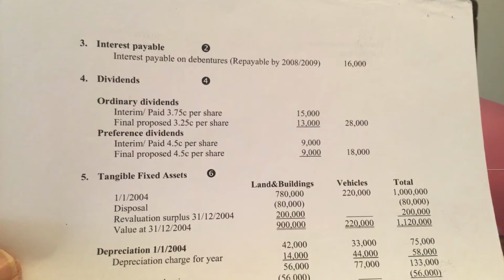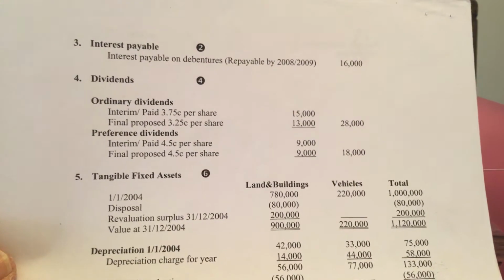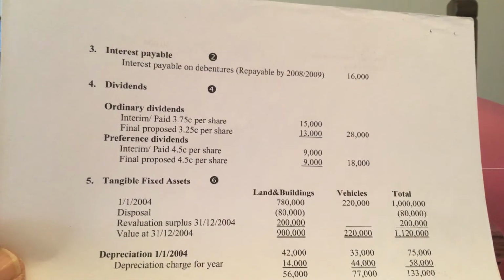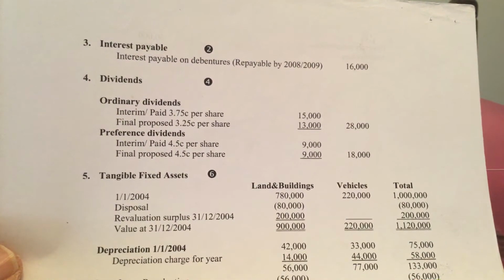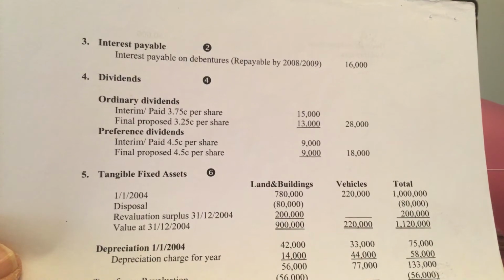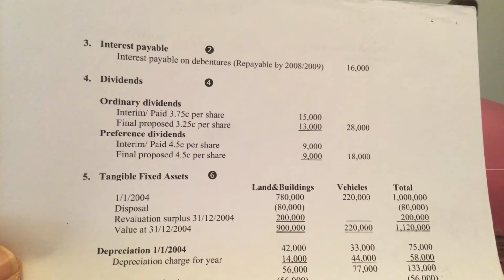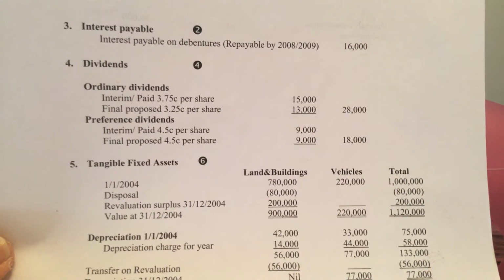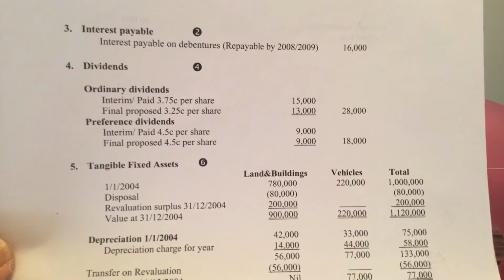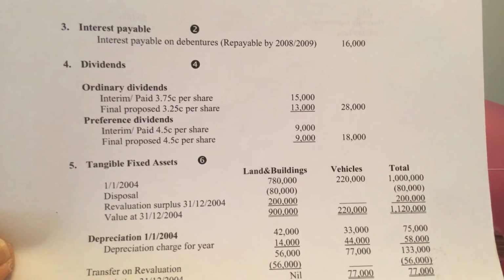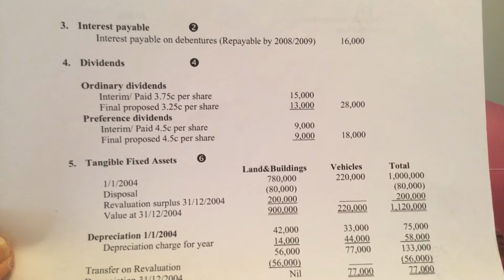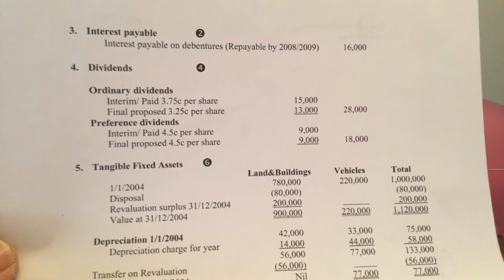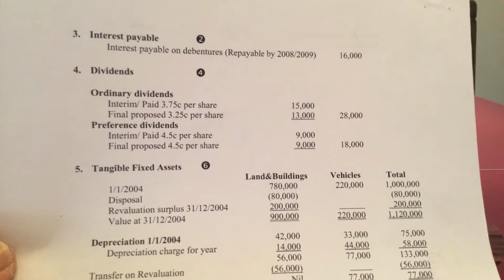Now where did I get the 3.75 per share? That's 15,000 divided by 400,000 shares, and 9,000 divided by 200,000. So that's 9,000 divided by, just to double check that, gave you 4.5 cents a share. Then you did your final proposed dividend of 13,000 and your final proposed dividend of 9,000. So your 13,000 divided by 400,000 gave you 3.25 cents per share. Now, there was only 4 marks going for that, lads, but that's not difficult.